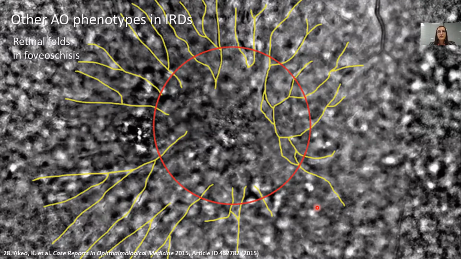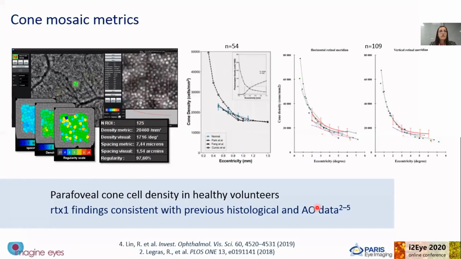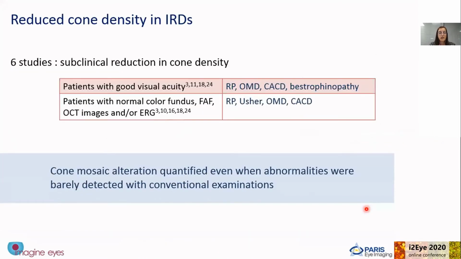Now let's go back to the cone mosaic. So the RTX-1 enables analyzing it quantitatively to obtain metrics like cell density. When evaluated on groups of healthy volunteers, the parafoveal cone density was consistent with previous findings from histology and AOSLO. In comparison, cone density was significantly reduced in almost all IRDs under study.